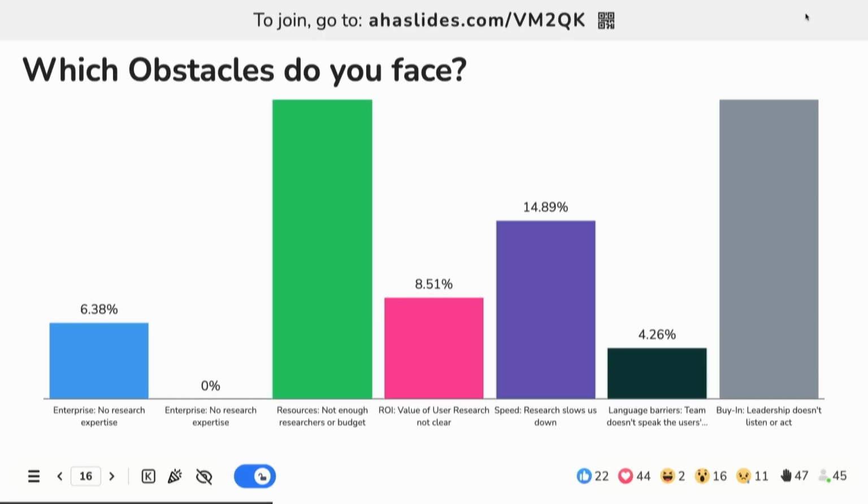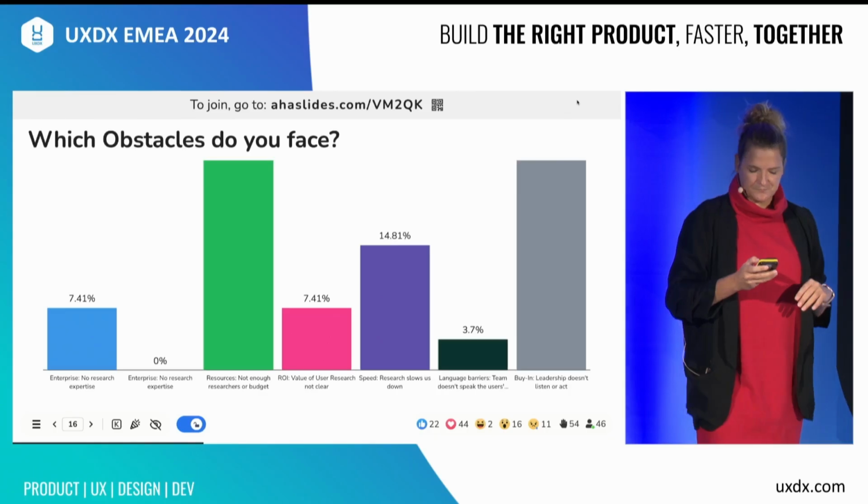Not enough researchers or budget. That definitely seems to be the problem number one for people online and for people in the room. What is the problem number two? Buy-in. Leadership doesn't listen or act. That's a big one. I can relate to that. Speed. Research slows us down. That's unfortunately something I still hear quite a lot. Let's see how we can solve that.